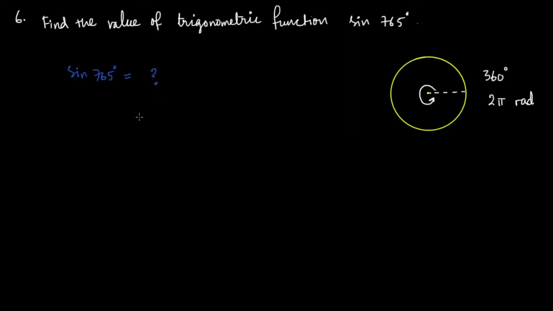Well, we don't know what 765 degrees or what sine 765 degrees is directly. It's not in our standard table, right? So now let's break this number down.